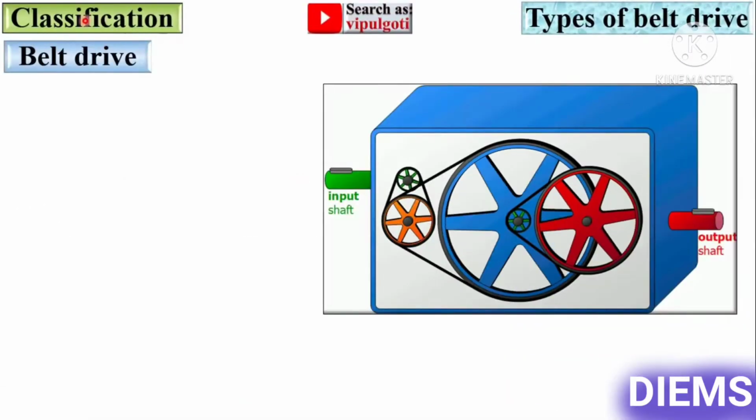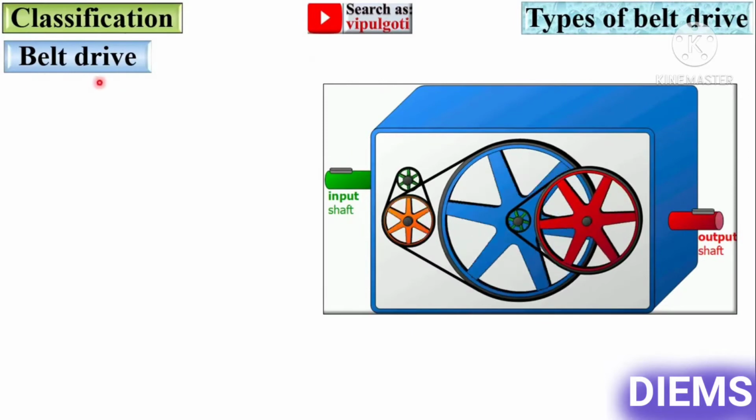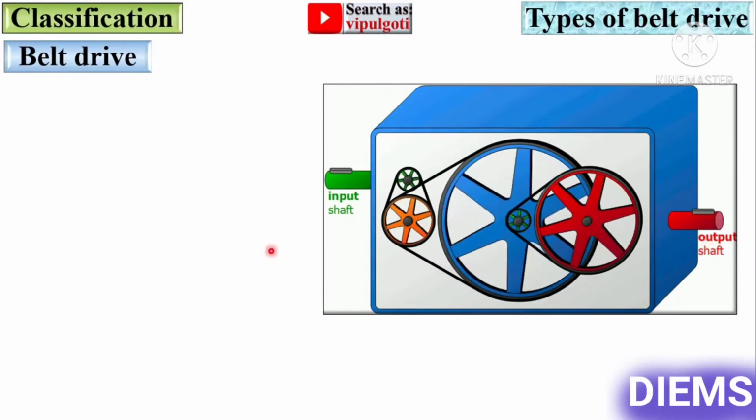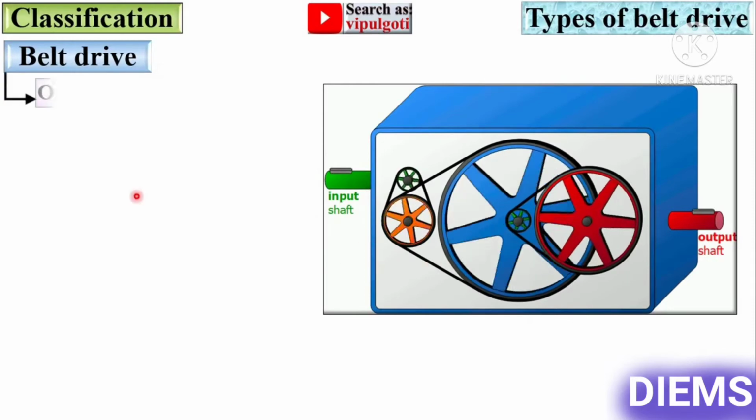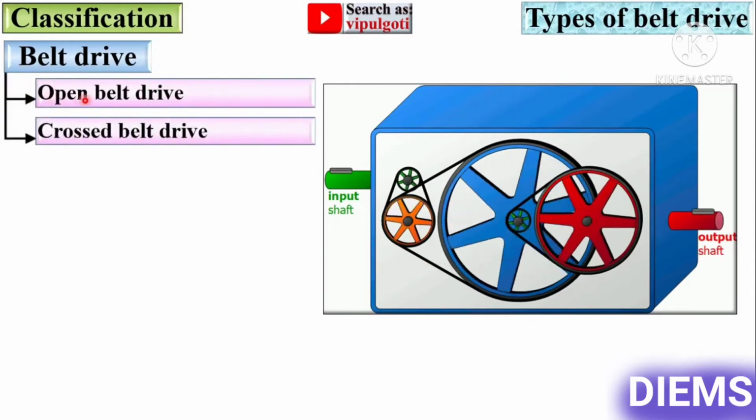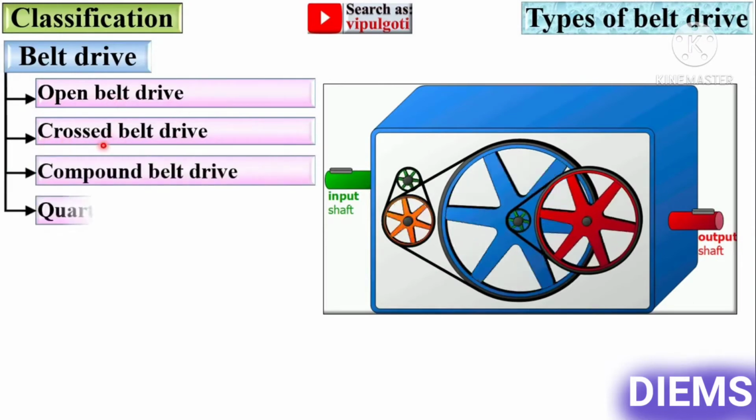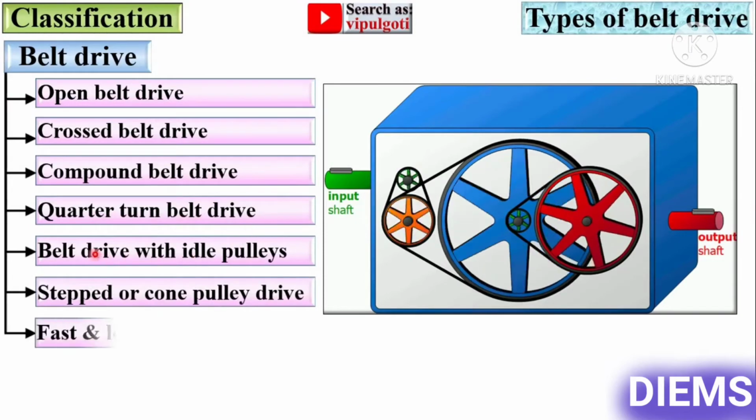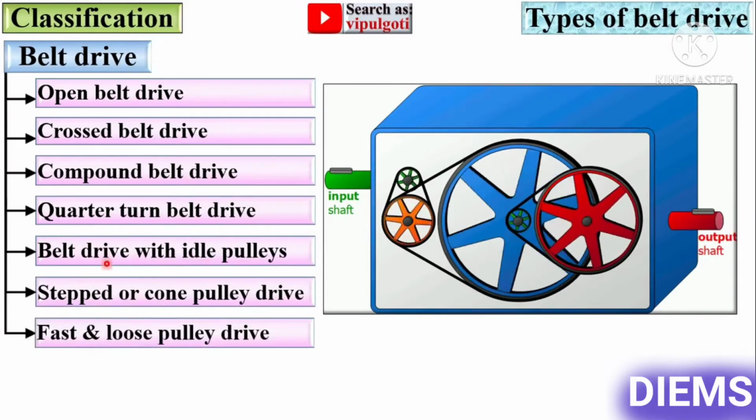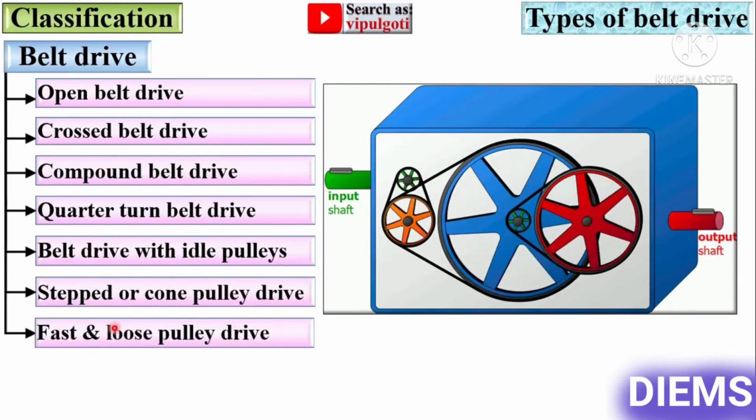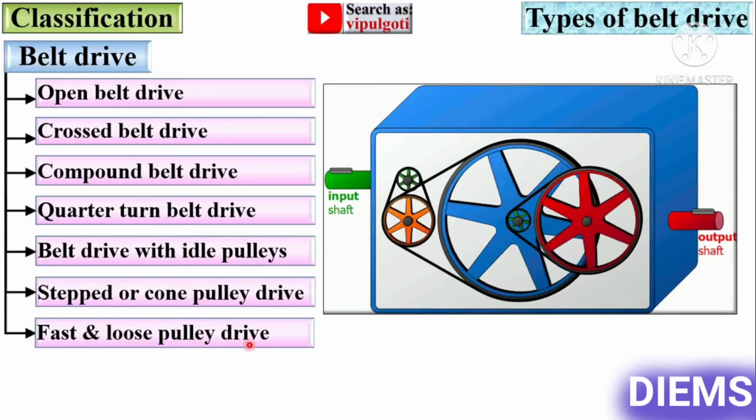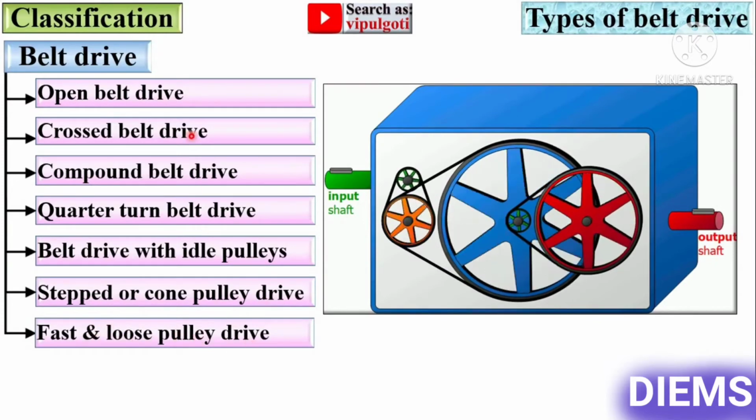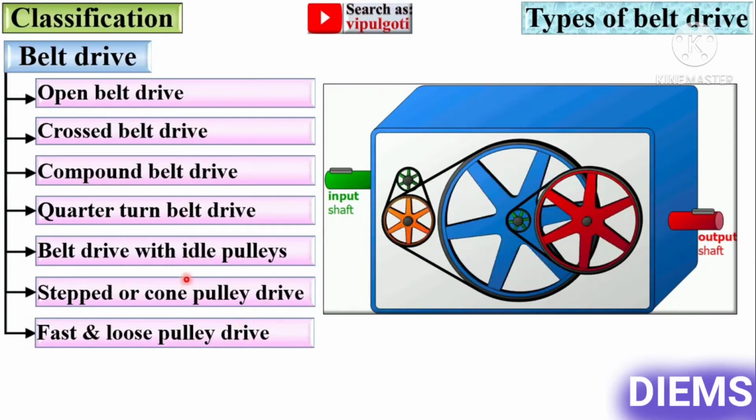Now first of all, start with the classification of the belt drive. So in this figure you can understand the application of belt drive. So belt drive is classified as open belt drive, cross belt drive, compound belt drive, quarter turn belt drive with idle pulleys, step or cone pulley drive, and fast and loose pulley drive. So let's see one by one all these types of belt drive briefly.